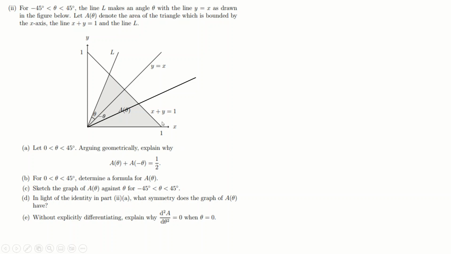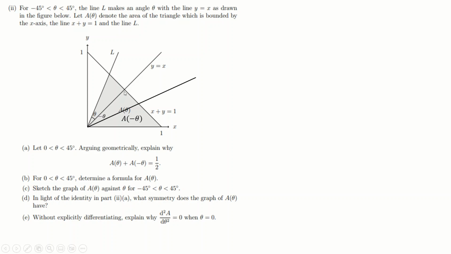Now, A of theta is this area here. A of minus theta is this area down here, underneath this line. And it's saying, show that A of theta plus A of minus theta is a half. Now I'm going to do a couple of things here, and it's supposed to be geometrical. Firstly, I'm going to show that these two triangles are congruent. They have the same angle here, because this is of course just theta. They share a length here.